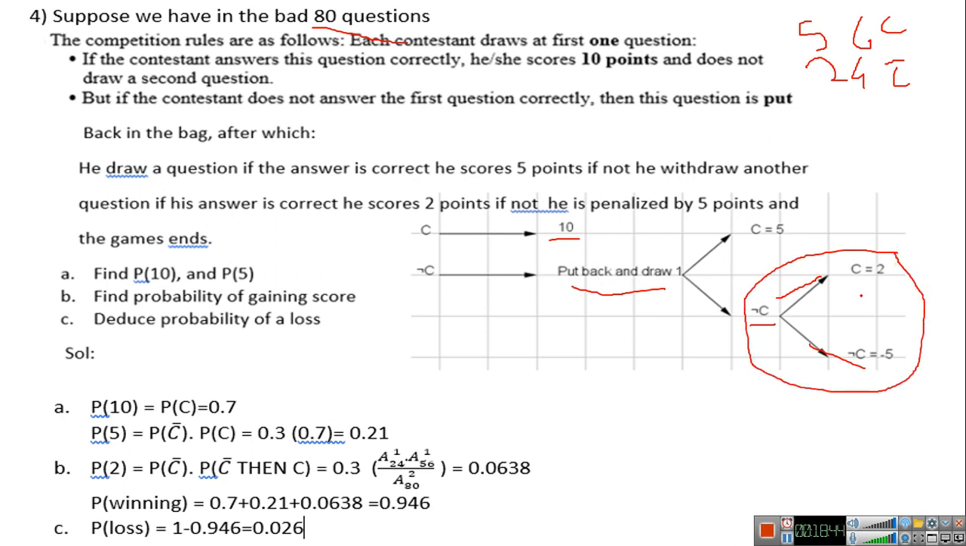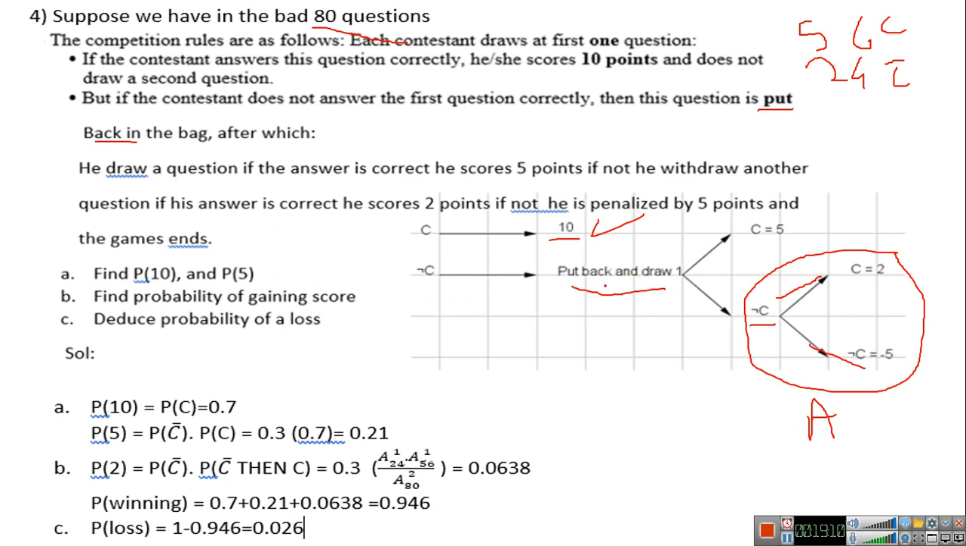It's either arrangement or combination. But because order is important, here it's arrangement. Okay? Because they didn't say. They said they returned it back in the first one. Okay, here it's put back in the first one, but not here. Okay, so find P of 10 like we did up. P of 10 is P of correct, 0.7. Now I want P of 5 like we did.